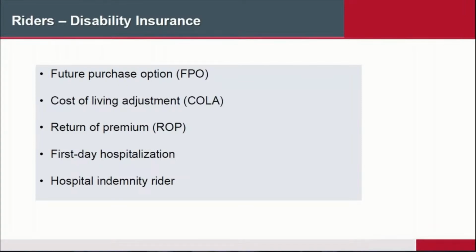And I can tell you, you will need to know the definition of each one of these. You will get a question, at the very least, on the first three. You may get a question on the last two, but for sure the first three, because these are very, very popular. So the first one is future purchase option, FPO. Every insurance company out there will be delighted to insure you and give you more disability insurance in the future, as long as you are insurable.